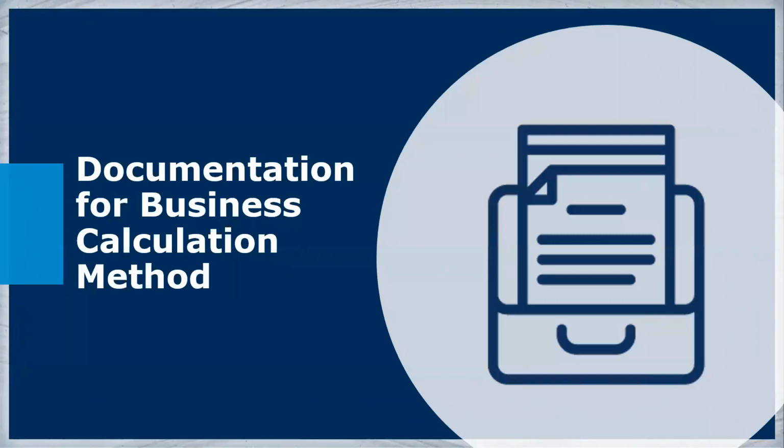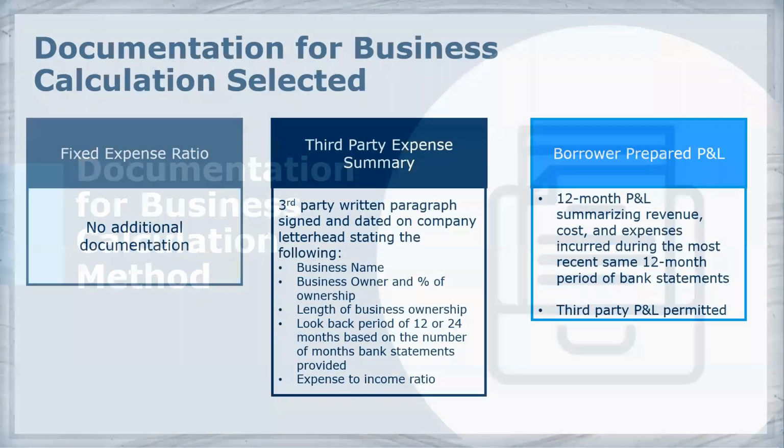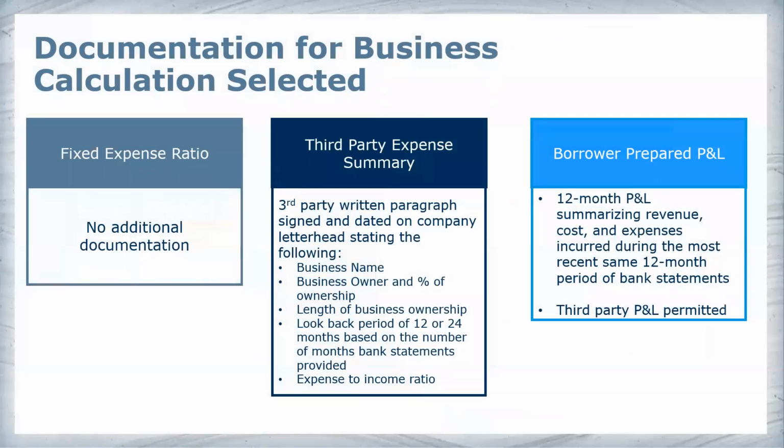And we said there's 3 business bank statement type calculations. So let's look at what documentation is needed for each of them. So the first documentation method is the fixed expense ratio. And when you have a borrower that qualifies for the fixed expense ratio, then no additional documentation is needed.